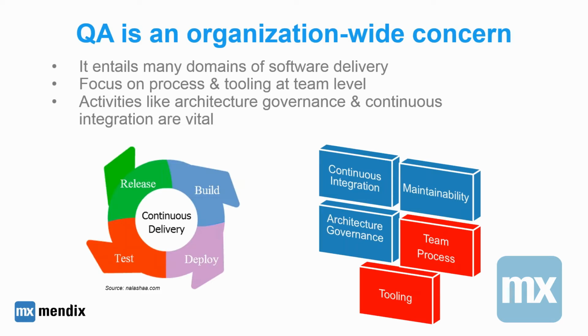But before we do that, it's important to note that quality assurance is actually an organization-wide concern, and it has impact on many domains of software delivery. If you want to do quality assurance, especially in larger organizations, you should also take care of things like continuous integration, maintainability, and architecture governance. In this webinar, however, we will focus on the team process of quality and also on the tooling that you can use within your team to ensure quality delivery of software.